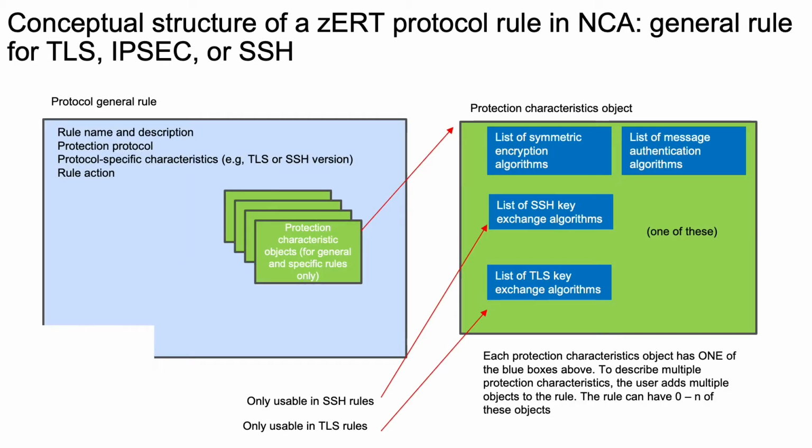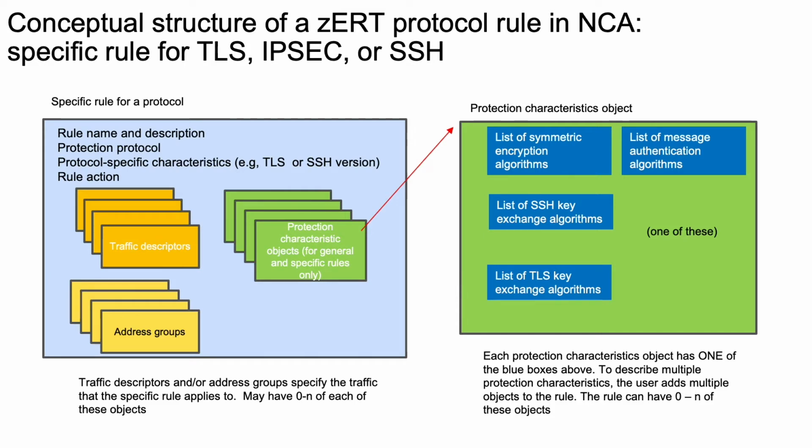A general rule describes the generally acceptable requirements for your network for a specific security protocol. Because it describes what's generally acceptable, a general rule does not contain specific connection information such as ports, addresses, direction, etc. A general rule contains one or more protection characteristics objects, including protocol versions such as TLS version or SSH version, and a general rule action, which will usually be to permit silently.